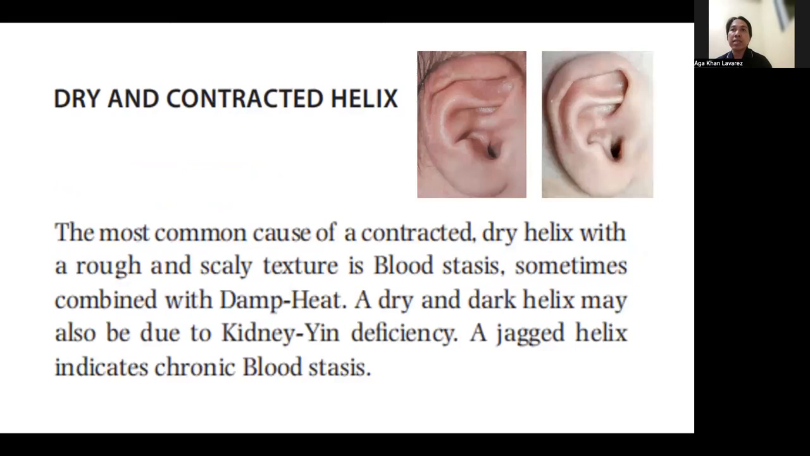Dry and contracted helix. The most common cause of a contracted dry helix with a rough and scaly texture is blood stasis, sometimes combined with damp heat. A dry and dark helix may also be due to kidney deficiency. A jagged helix indicates chronic blood stasis, as you can see in the picture. Okay?